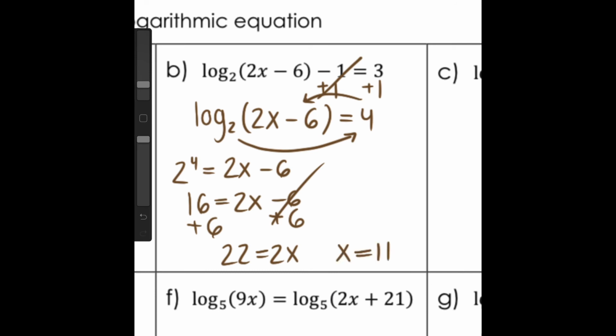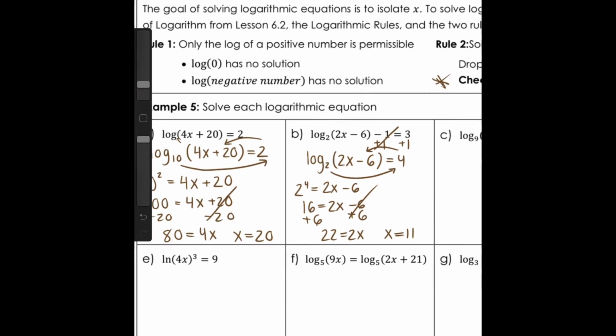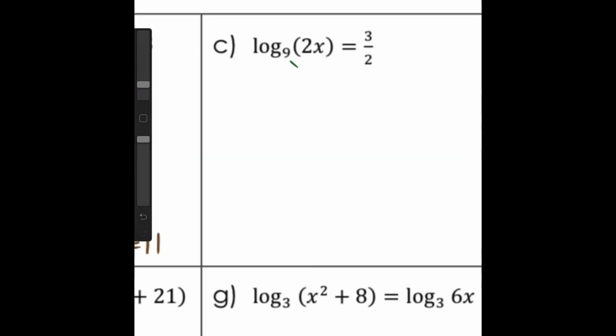And this will not give you an extraneous solution, because if you plug this back into the original equation, you will not get 0 or a negative number inside of the log. So on this one, same procedure. You do 9 to the power of 3/2 is equal to 2x.